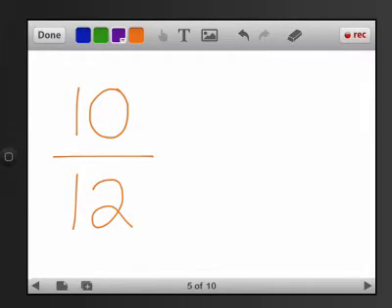Now, another way that you could find an equivalent fraction is not only to multiply, but I could divide. The key here is both numbers need to be divisible by the same number. What I mean by that is, what can I divide both 10 and 12 by? I could divide them both by 2.